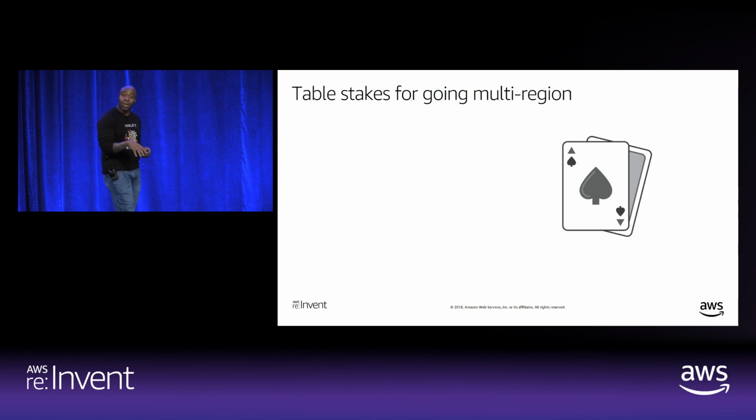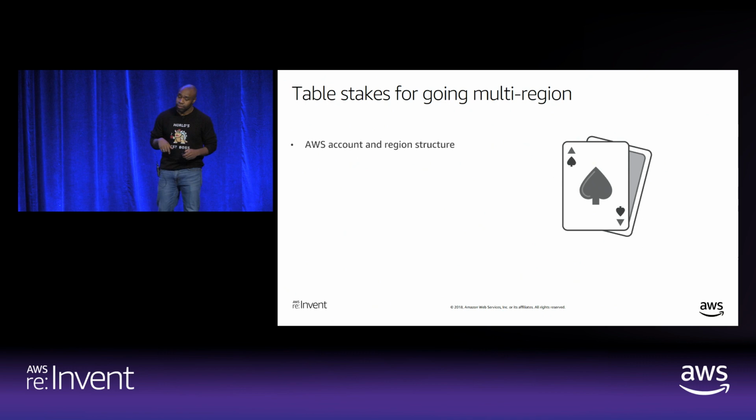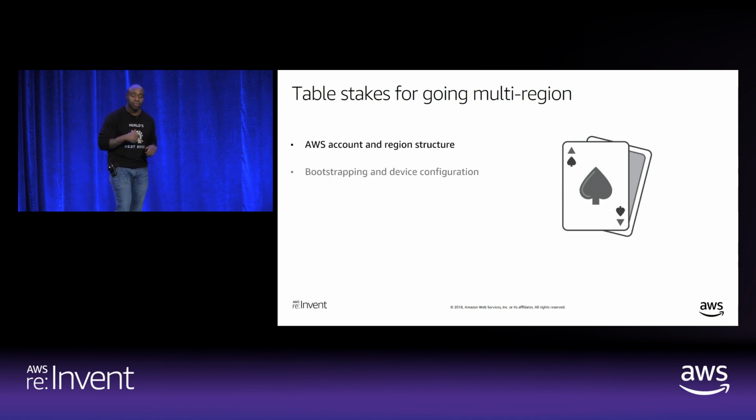If you don't do them, then it's going to be much more difficult once you go multi-region to add them in. Those are your account structures and your region structures. How do you pair accounts to regions? And how do you then decide how to replicate between those accounts and regions? How do you actually bootstrap your device? If you're unfamiliar with bootstrapping, it's vital to have some process to give your device configuration information on the fly. And that's what bootstrapping gets you.